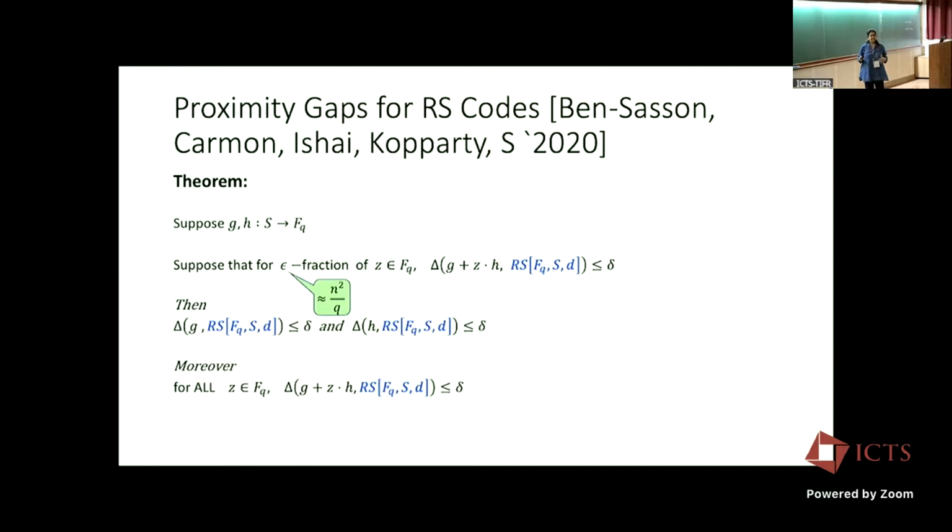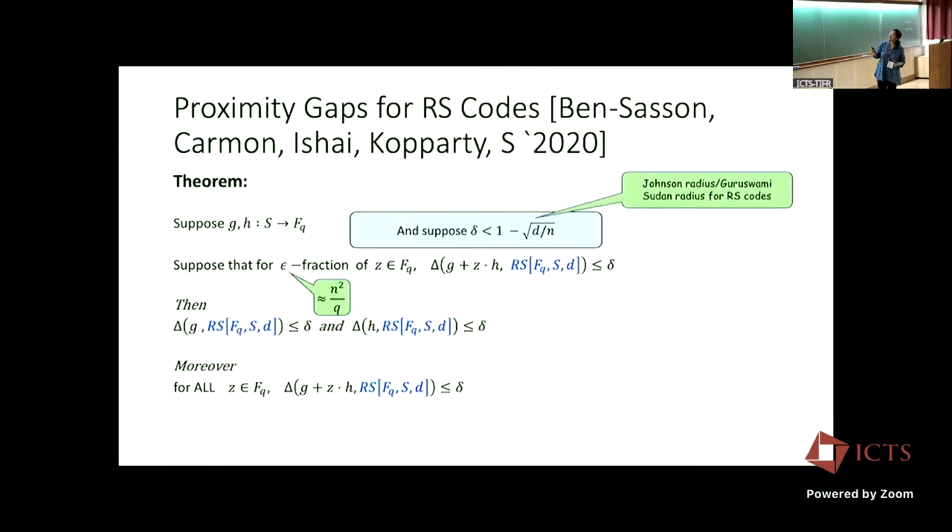But what is delta? Are we proving this for all delta? What we show is this result for all delta going up to the Johnson radius or the Guruswami-Sudan radius. So for any delta less than 1 minus square root of d over n, or 1 minus square root of rho, where rho is the rate of the code, for any such delta, this result holds.